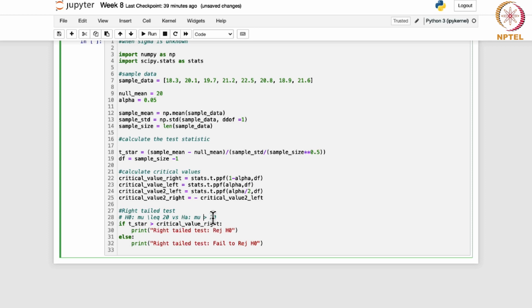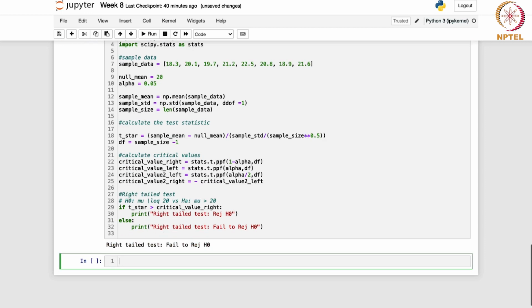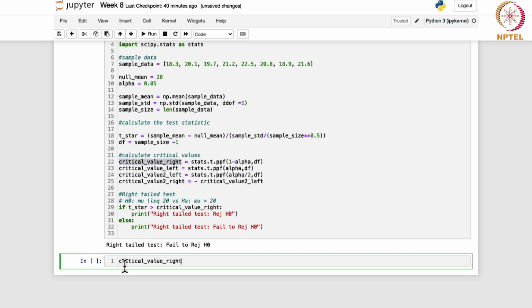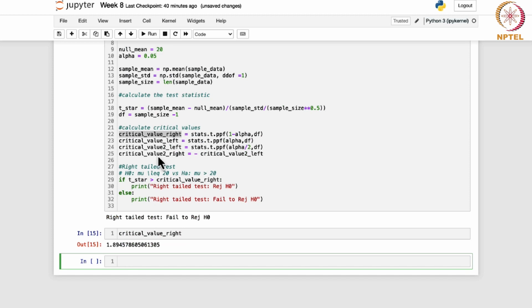And if that is the case, what is the rejection region in that case? If t star, that is the test statistic you have calculated, is greater than your critical value t alpha, then you reject the null hypothesis, otherwise you fail to reject it. So you can see that right tail test is giving you fail to reject the null hypothesis. We can also look at your critical value. What is the answer to this? It is 1.89, and obviously it is much higher than your t star value, right?